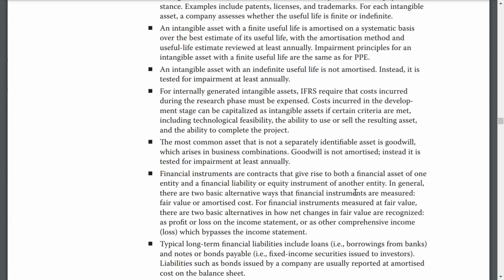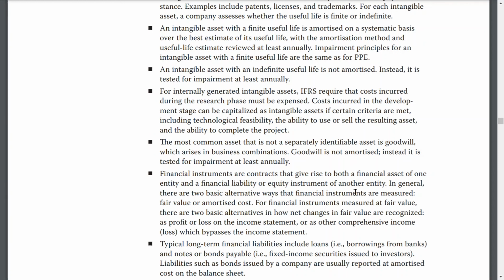For internally generated intangible assets, IFRS requires that costs incurred during the research phase must be expensed. Costs incurred in the development stage can be capitalized as intangible assets if certain criteria are met, including technological feasibility, the ability to use or sell the resulting asset, and the ability to complete the project.